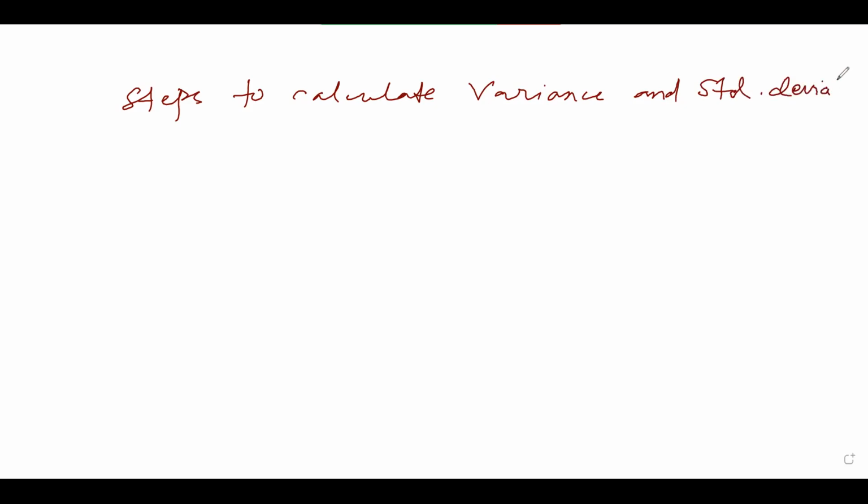So steps to calculate variance and standard deviation. And remember, both this standard deviation and variance are used to calculate your risk, return risk, how much risky the asset is. Okay. So the first step is number one, calculate the ARR. So calculate the average rate of return.